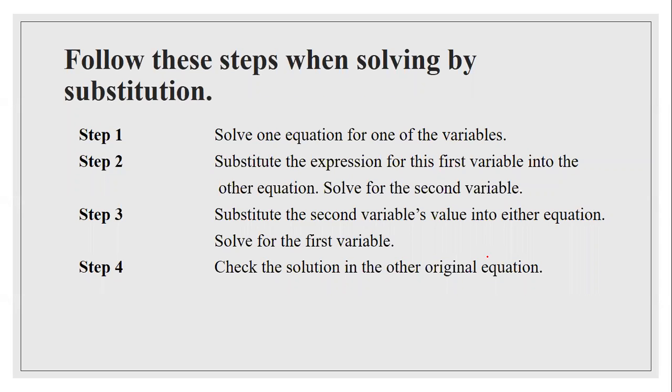Step 1 is we solve one equation for one of the variables, and you want to solve for your easiest variable. That's the key thing, is you want to look for what's easy. Step 2, we're going to substitute the expression for this first variable into the other equation. So the key thing here is substitute. Then we solve, and then we check our work. Hence why it's called substitution. Notice that 2 of the steps involve substituting something into another. These steps should be at the top of your paper, and these are the steps that we're going to follow.